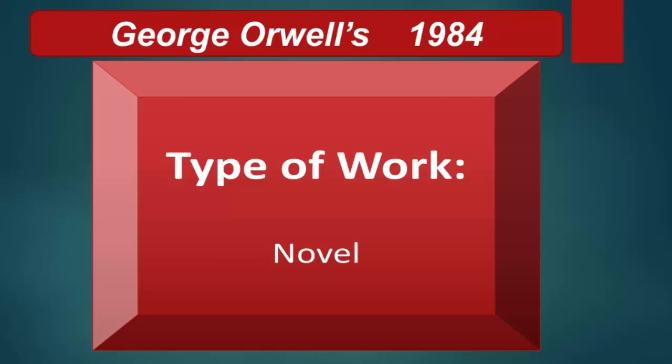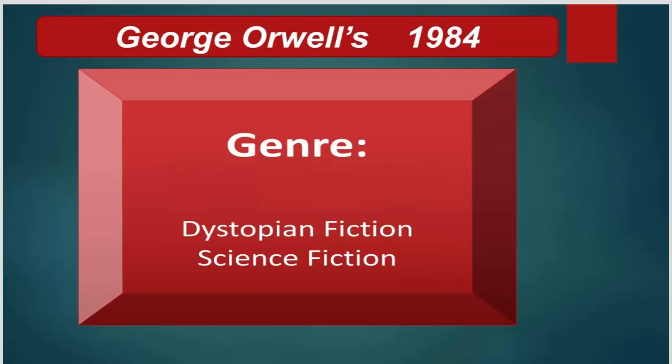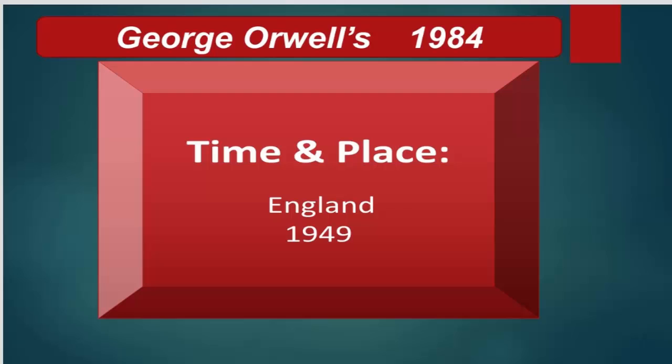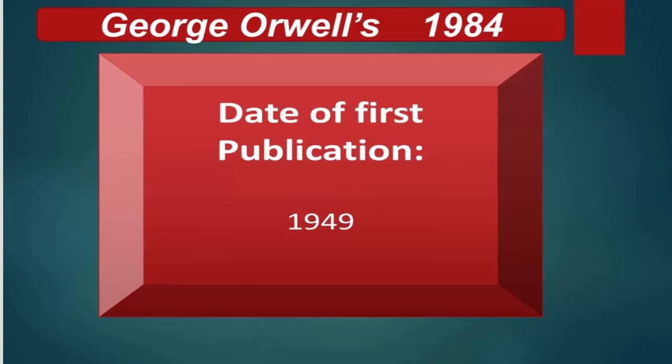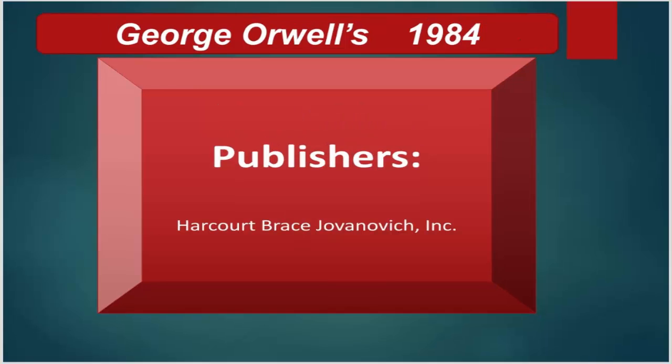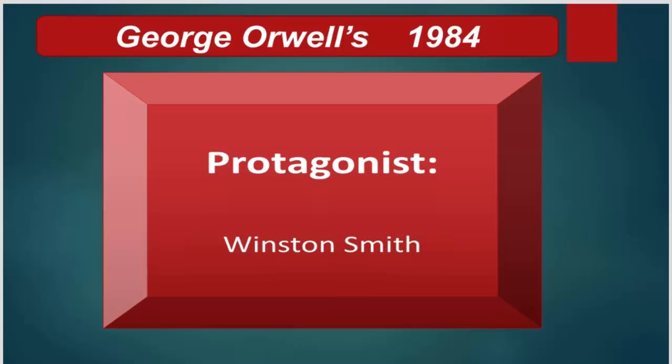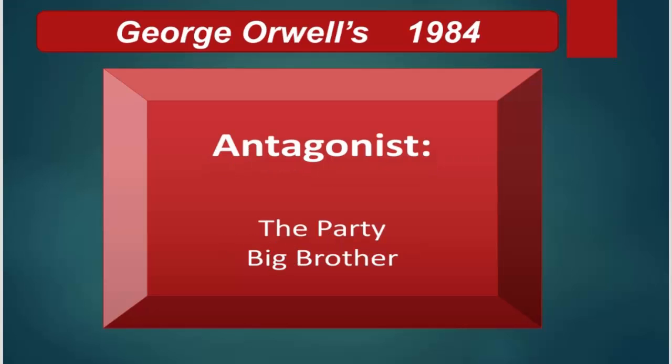Type of work, it's a novel, genre dystopian fiction or science fiction, so keep it in mind, this is very important. Language, obviously English. Time and place written, it was in England, 1949. So you have to remember that this was a kind of anticipation of what's going to happen in 1984. Date of first publication 1949. Publishers Harcourt Brace Jovanovich. Narrator, the third person limited. Protagonist, Winston Smith. Antagonist, the party and the Big Brother.